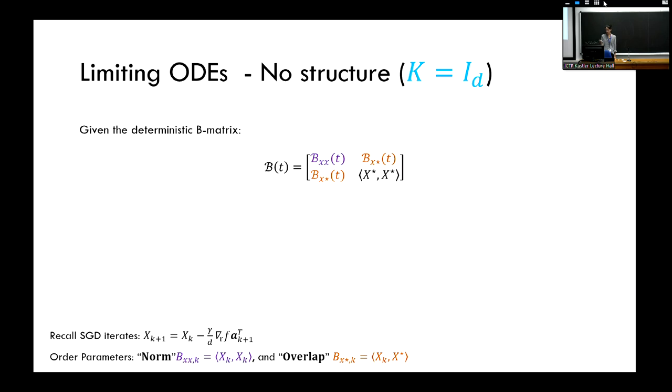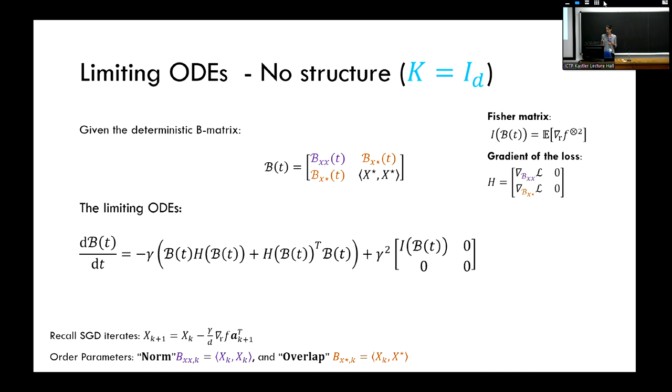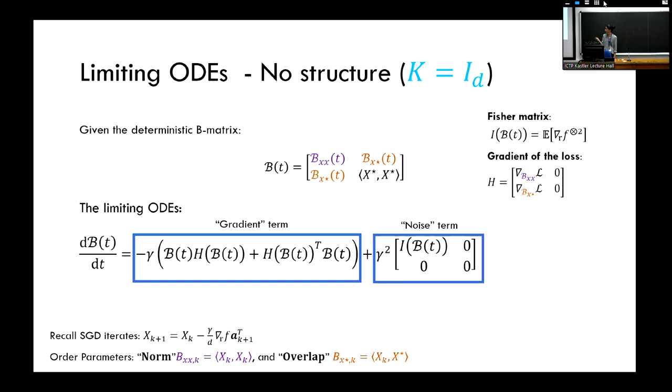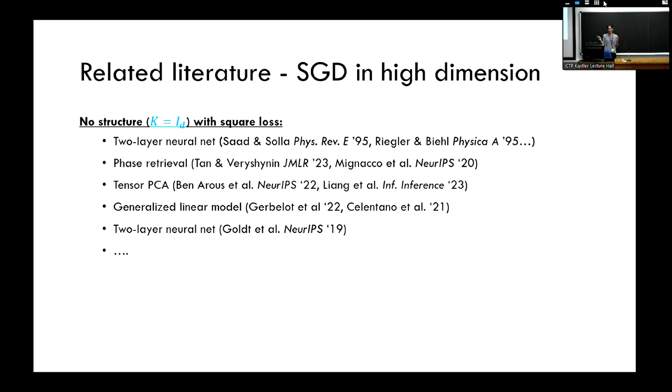So this is just to show you what the ODE is. The ODE has a first term that is the gradient term, and this goes in a minus direction, but then you have another term, which is a noise term, and it goes in the plus direction, which shows you that in high dimension, the discretization and the stochasticity can sometimes hurt you, and this can move you out of the stability region. Okay. So this is not new. What happens in the no structure case, there are many results about this going back already to the 90s, and great results that came afterwards, including the one by Sebastian here about the two-layer neural network.